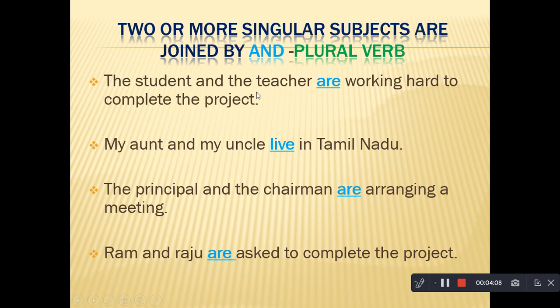Both are singular subjects connected by "and", so we use the plural form of the auxiliary or maybe a verb, based on the tense. Here in the second sentence, my aunt, my uncle: both singular subjects connected by "and", so use the plural form of the auxiliary based on the tense. In the third sentence, the principal, the chairman: both singular subjects connected by "and", so we use the plural form of the auxiliary based on the tense.